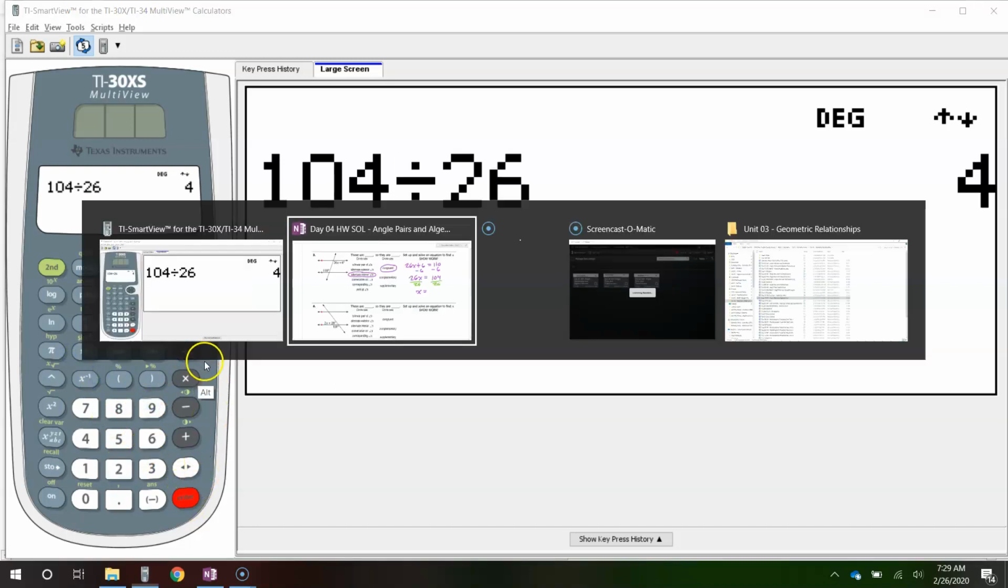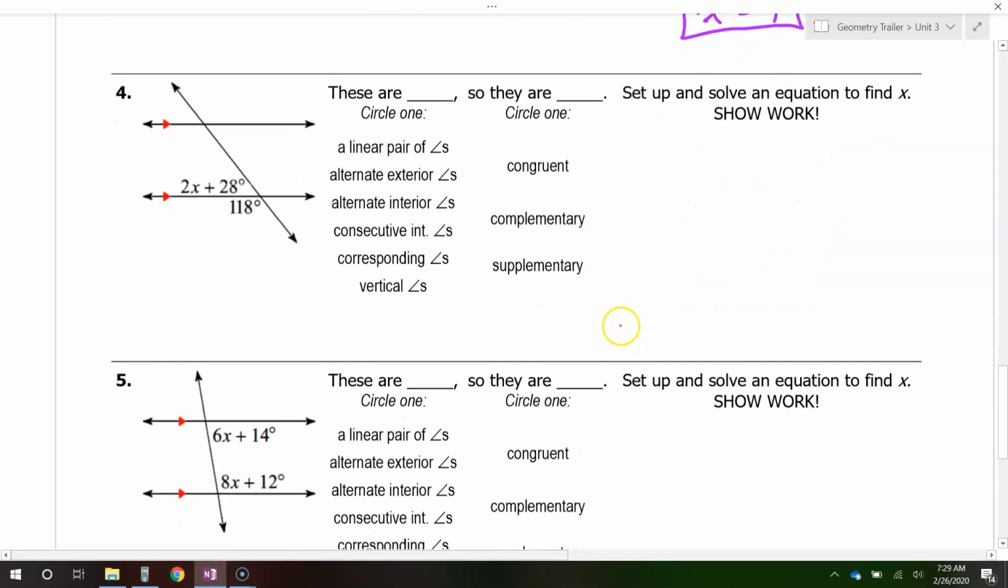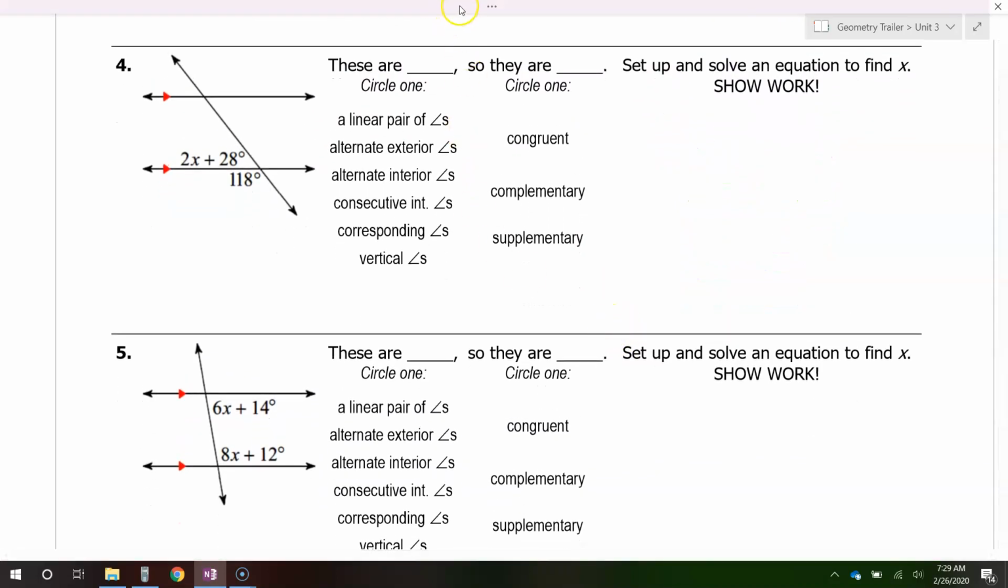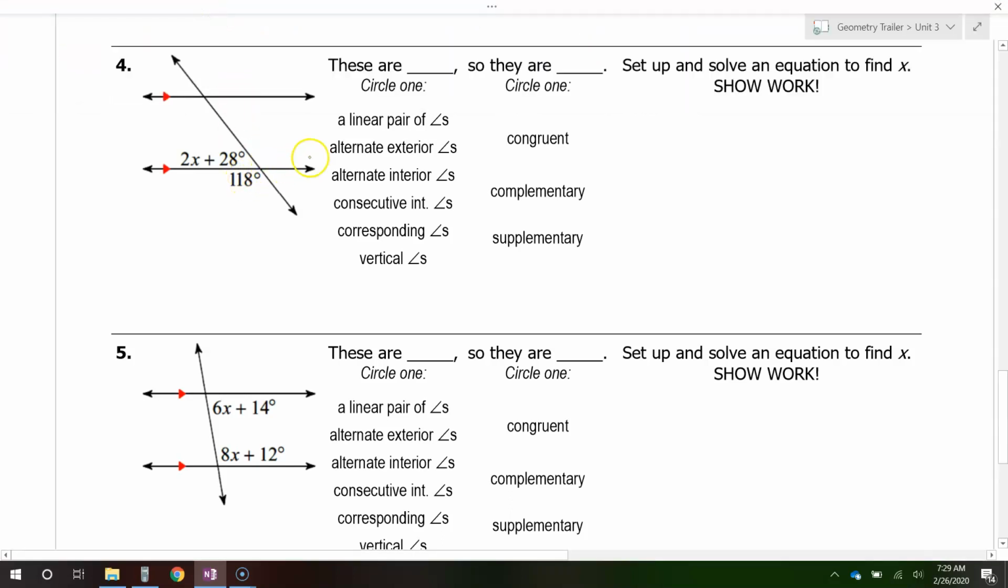So that's 4. So x equals 4. All right, moving on to problem number 4. These angles are what you call a linear pair. A linear pair is what you get when you have two angles that form a straight line.